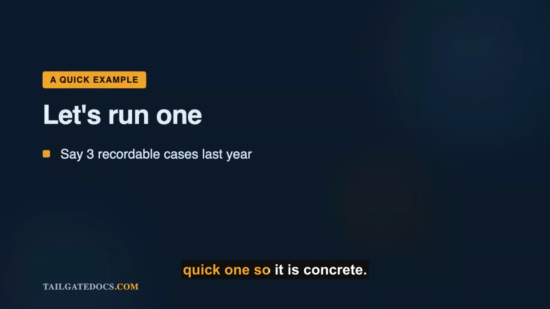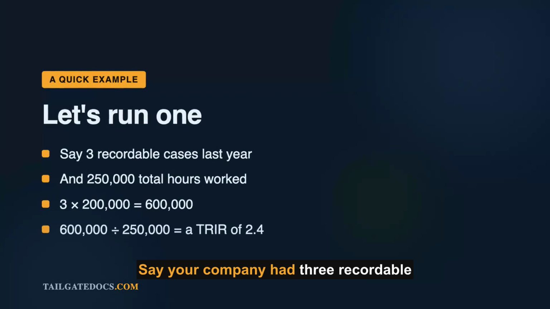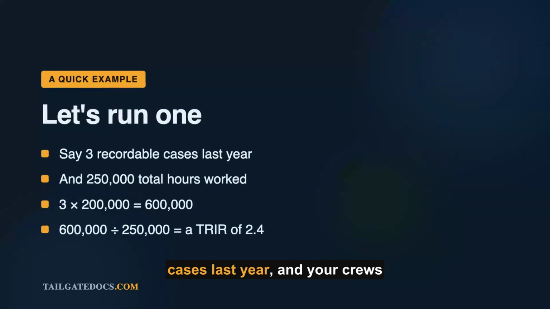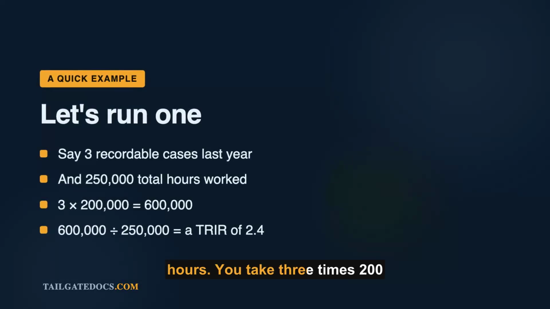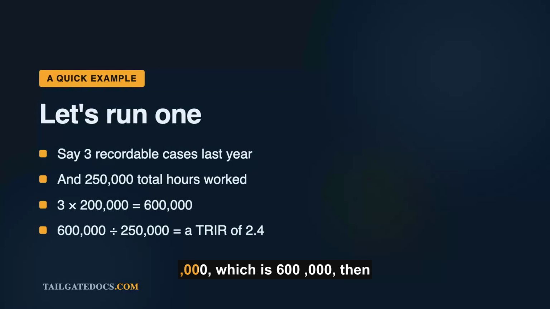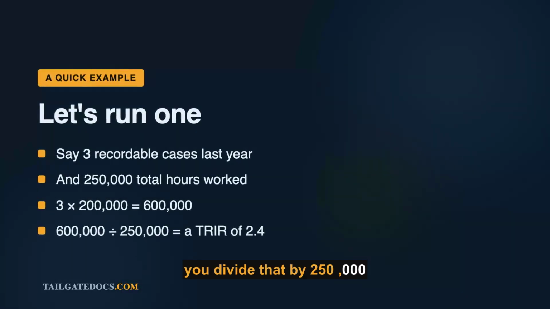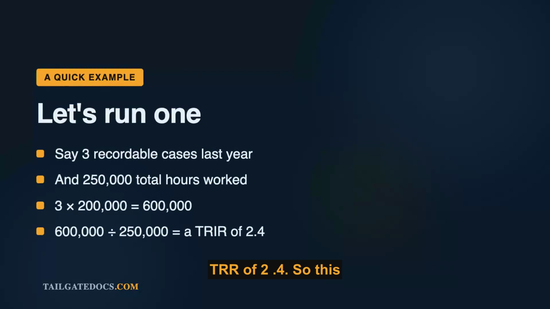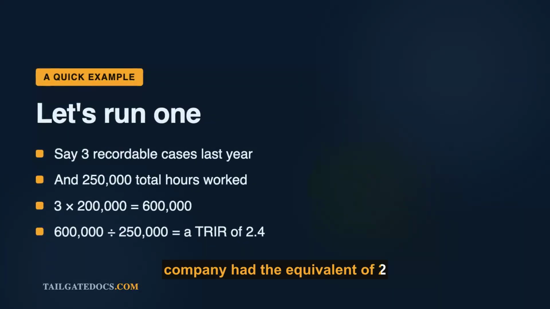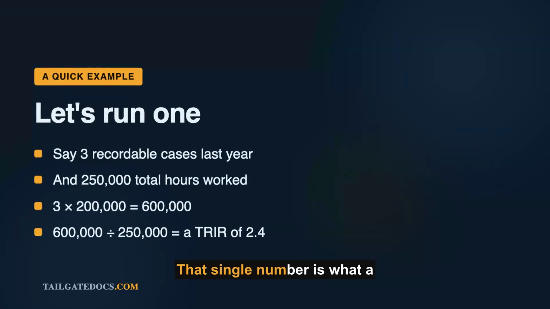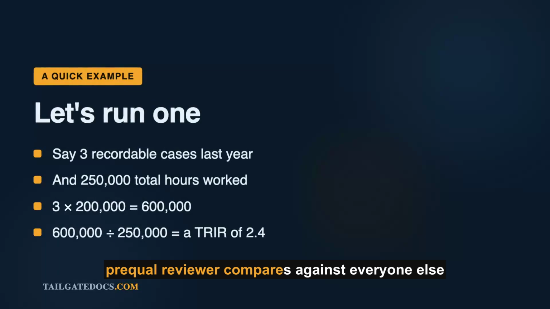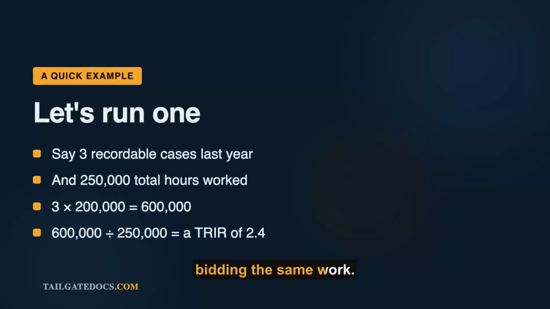Let's run a quick one so it is concrete. Say your company had 3 recordable cases last year, and your crews worked a total of 250,000 hours. You take 3 times 200,000, which is 600,000. Then you divide that by 250,000 total hours. That gives you a TRIR of 2.4. So this company had the equivalent of 2.4 recordable cases per 100 workers. That single number is what a prequal reviewer compares against everyone else bidding the same work.